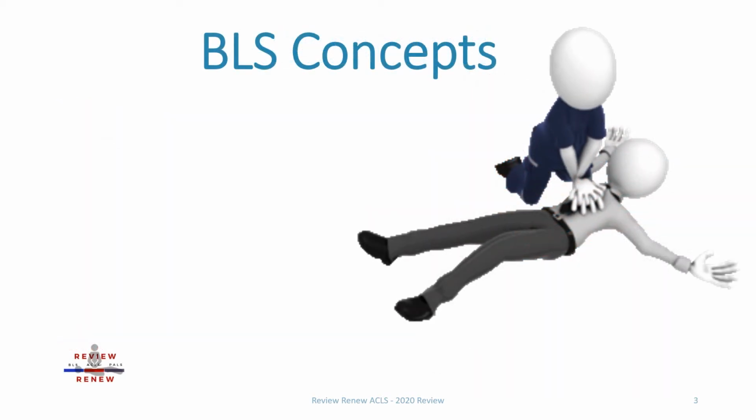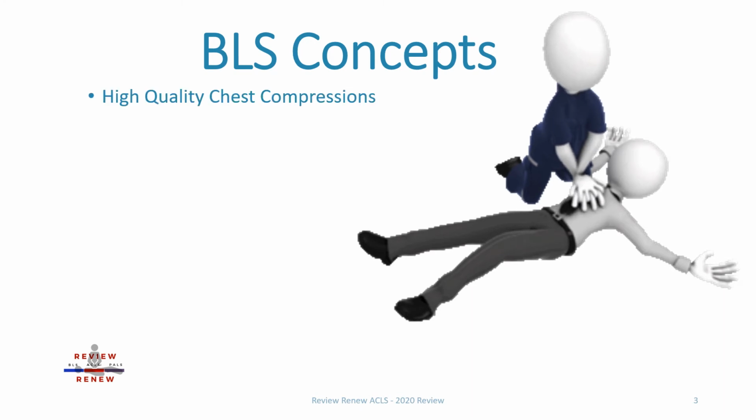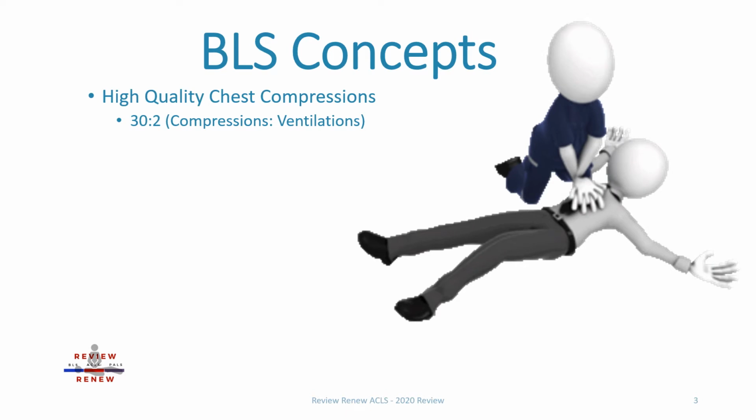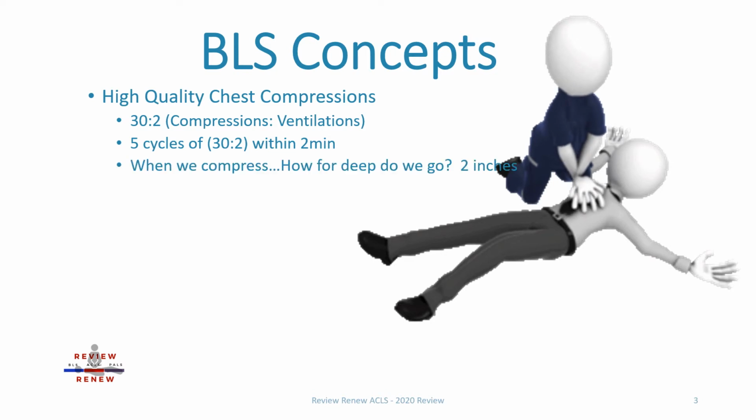Your BLS survey, let's go over that. Under the BLS survey, one of the main components is high quality chest compressions. You do 30 to 2, 30 compressions to 2 ventilations for adults. You'll do 5 cycles of 30 to 2, and that should happen within 2 minutes. We compress for about 2 inches.